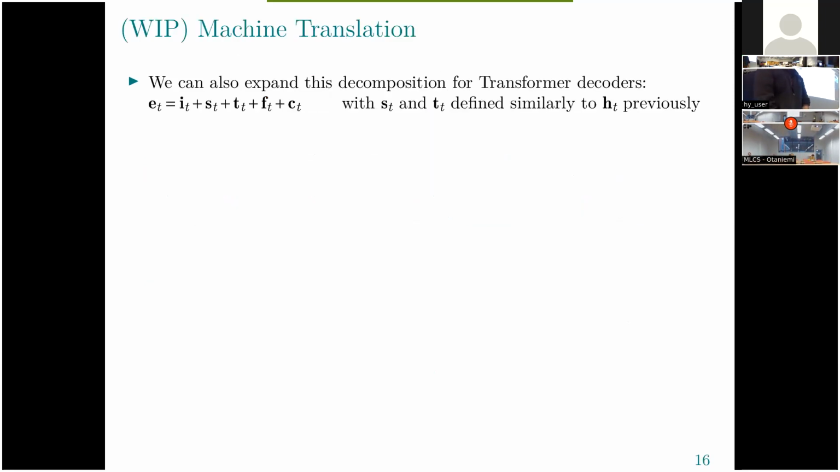Right. So this is just a brief parenthesis. How am I doing on time? Okay. I'll just go very quickly through that.